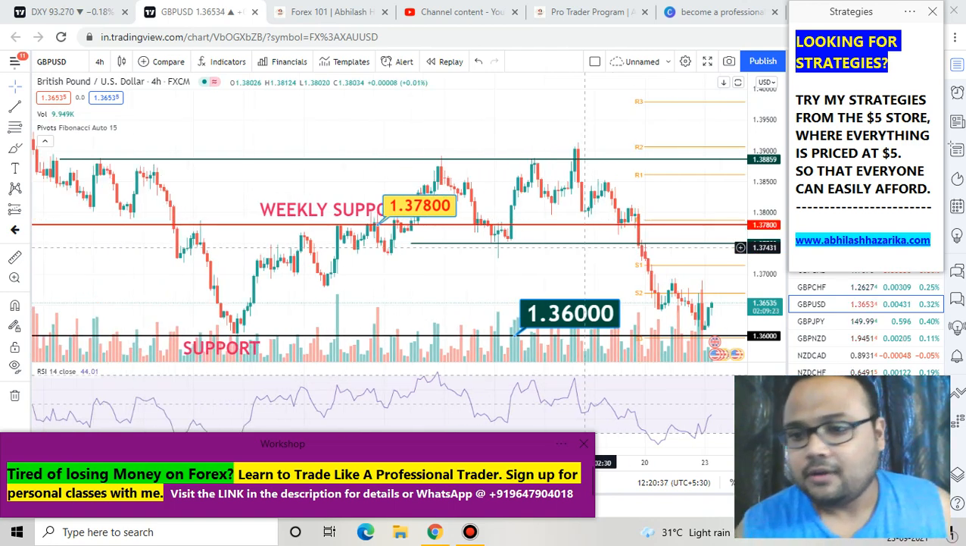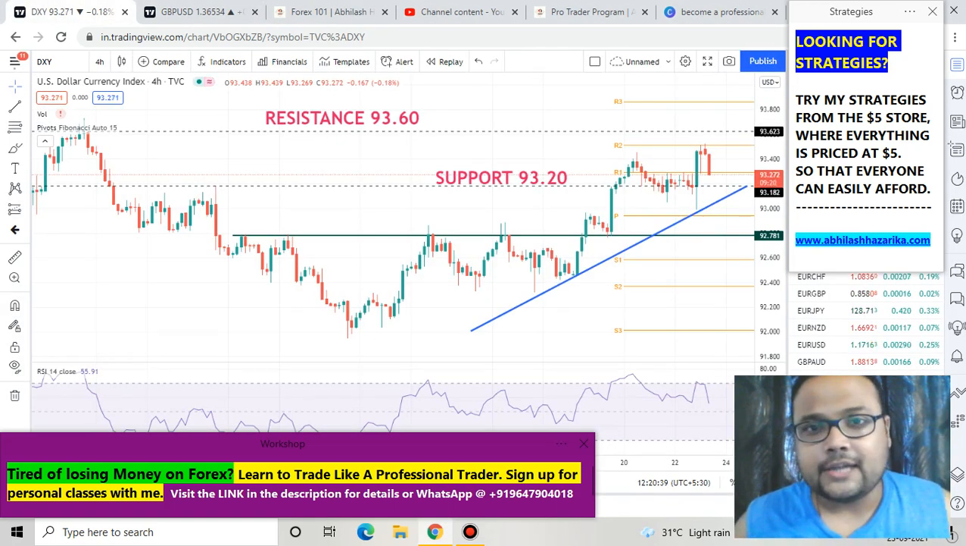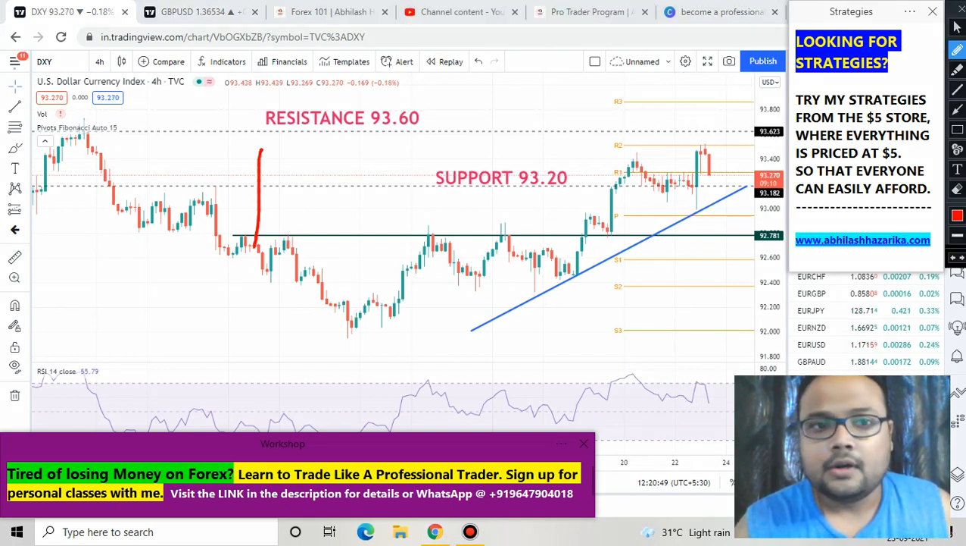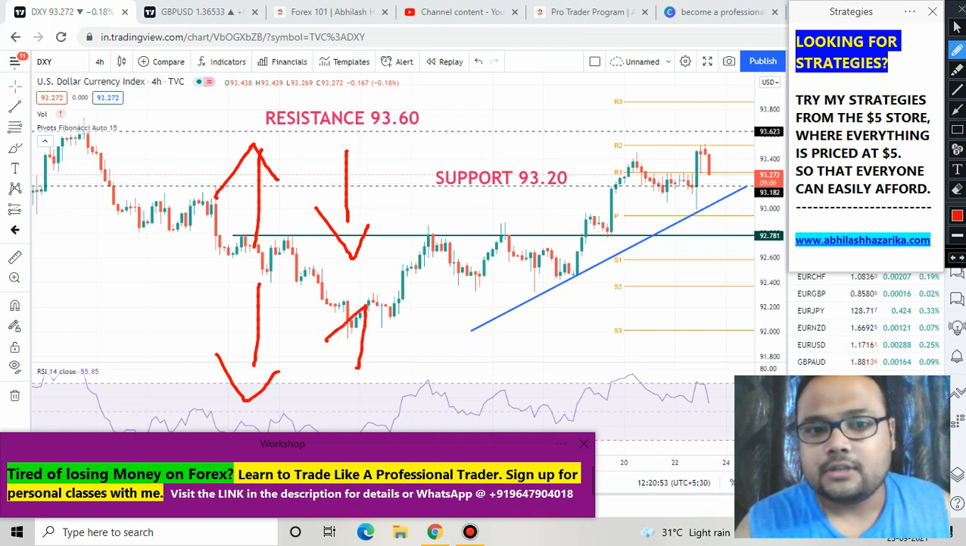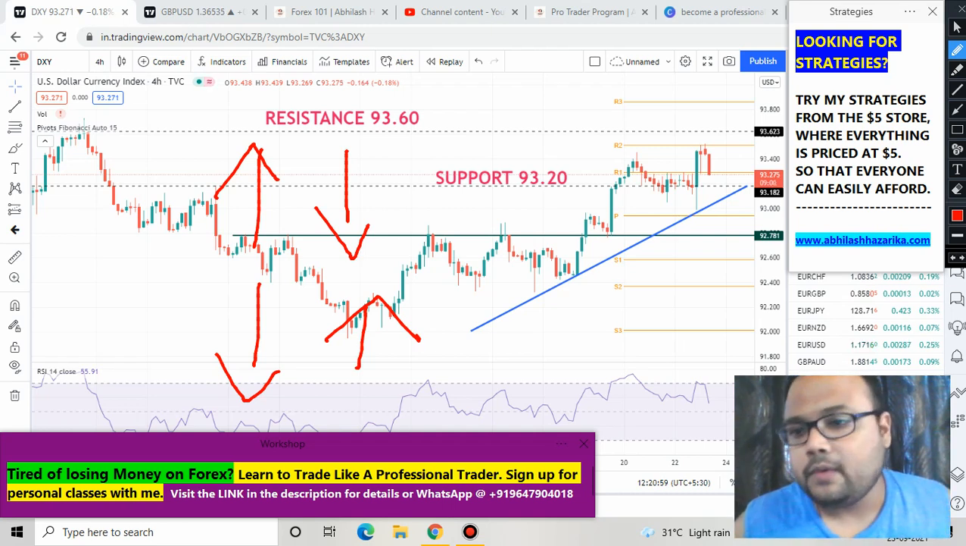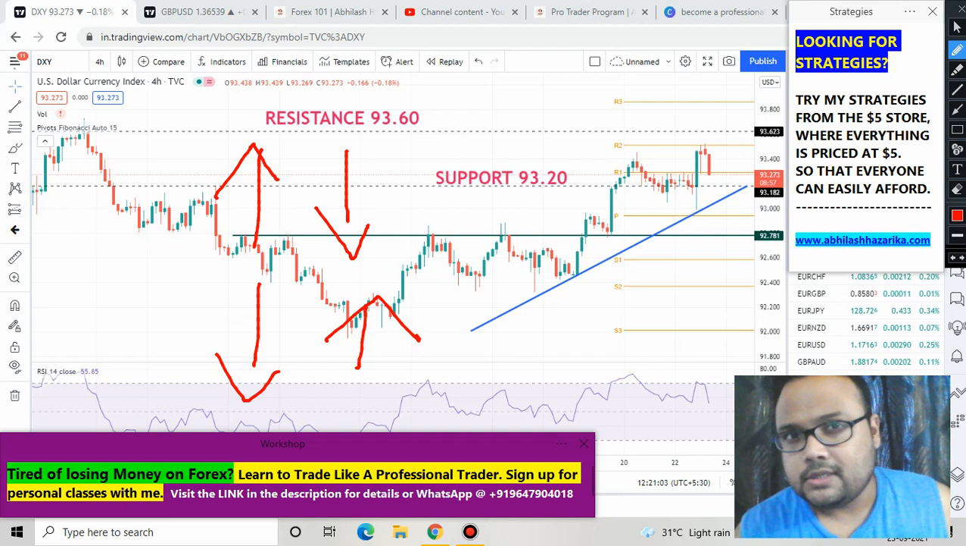So first of all, the chart of US dollar DXY. As we all know, after the FOMC report, dollar became very strong. It made this huge green candle, and as we all know, whenever dollar goes up, GBP goes down, and when dollar goes down, GBP goes up. So when dollar became very strong, currency pairs like Euro USD, GBP USD started seeing selling pressure, and right now you can see that GBP USD is going down again.